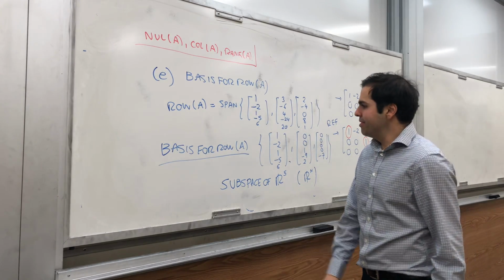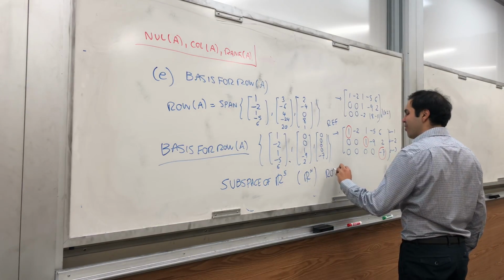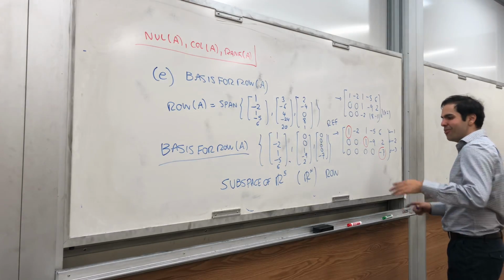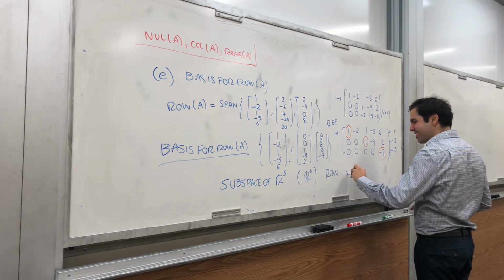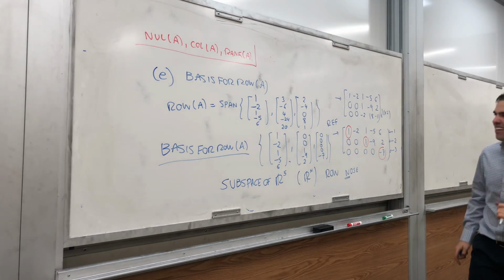And I don't know how to remember that, but one thing is maybe row sounds like rows like nose. That's why it's a subspace of Rn. I don't know.